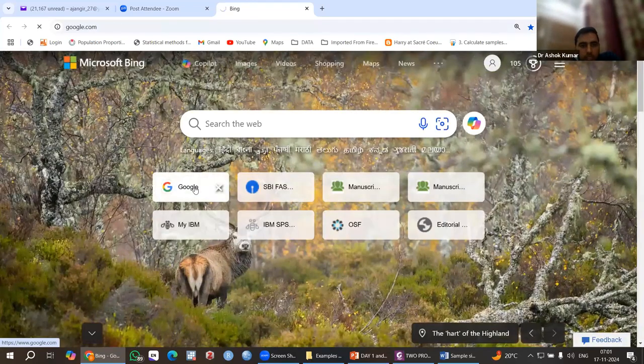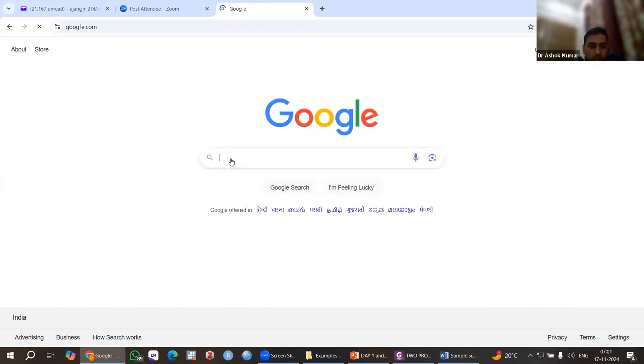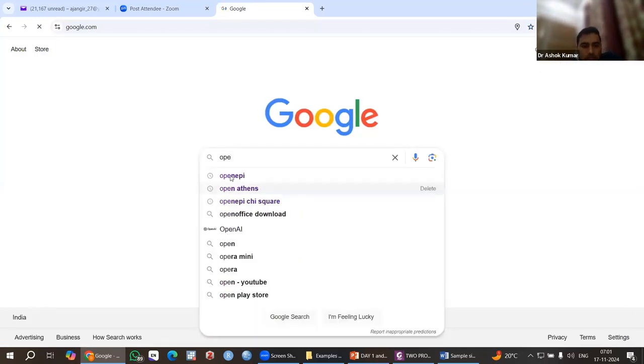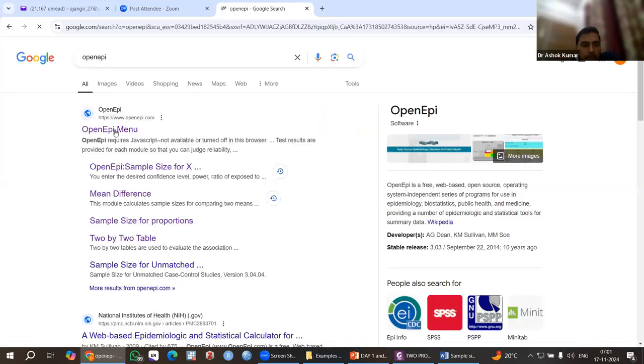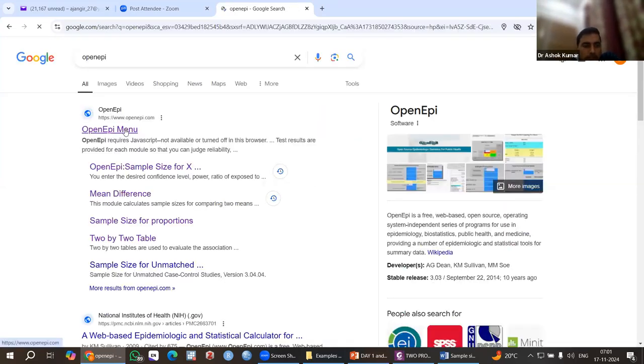Yesterday we have done for single proportion. So I have to click OpenEpi. It is coming, OpenEpi. Okay. Then I have to click this. Then I have to click the OpenEpi menu. Okay. So I have to click this.